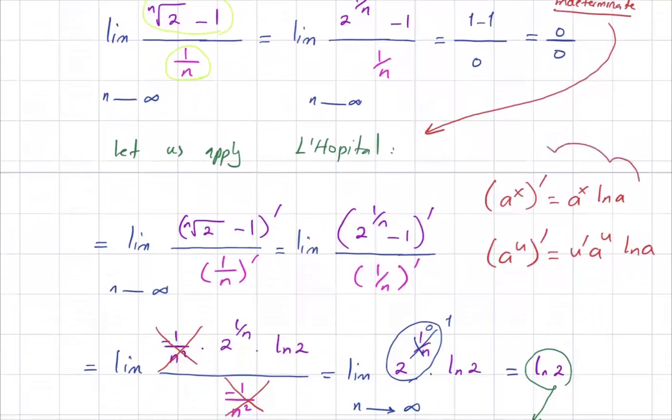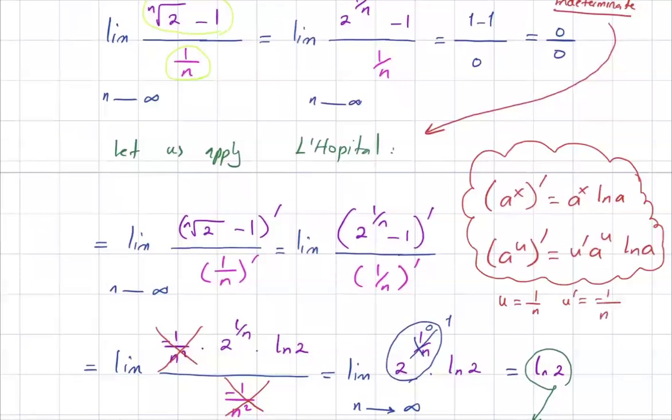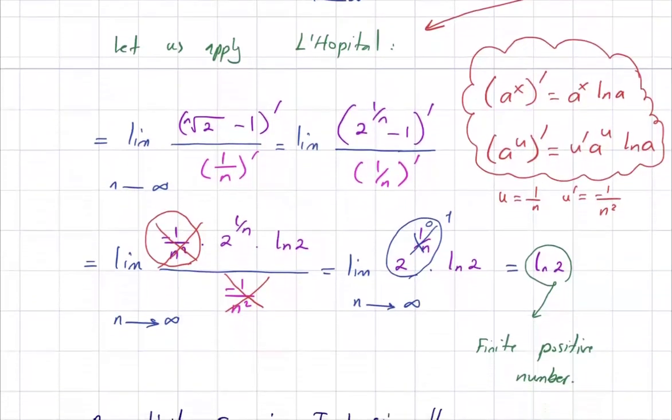The derivative of a to the power u is u prime, a to the power u times ln of a, and u in this case is 1 over n. So the derivative of u is negative 1 over n squared, which is up here. Then you copy down 2 to the power 1 over n and ln of 2 divided by the derivative of 1 over n, which is negative 1 over n squared. You can cancel out the common factor. You end up with the limit of 2 to the power 1 over n as n goes to infinity, which is 2 to the power 0, or 1, times ln of 2. You end up with the limit, which is ln of 2.